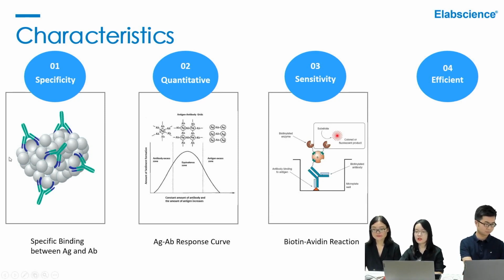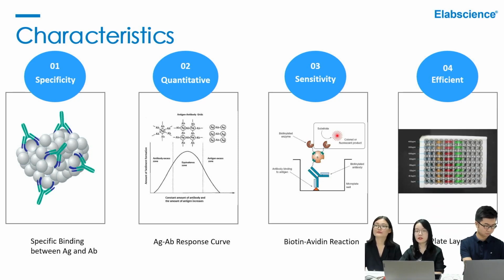ELISA uses the enzyme conjugate and the built-in evidence system to make the sensitivity of the product reach the level of micrograms or even picograms. And the last is the high efficiency and the economy. ELISA requires small volume to detect large numbers of samples, and the experiment time can be reduced to only 80 minutes. And based on the above 4 characteristics, ELISA is widely used in scientific research.